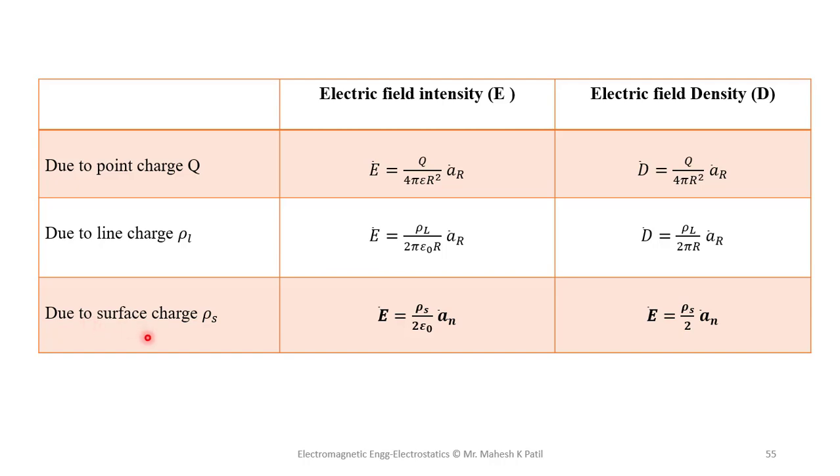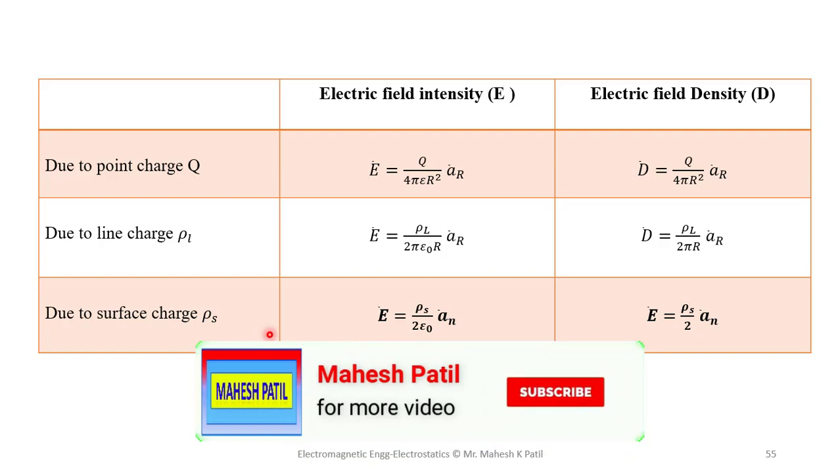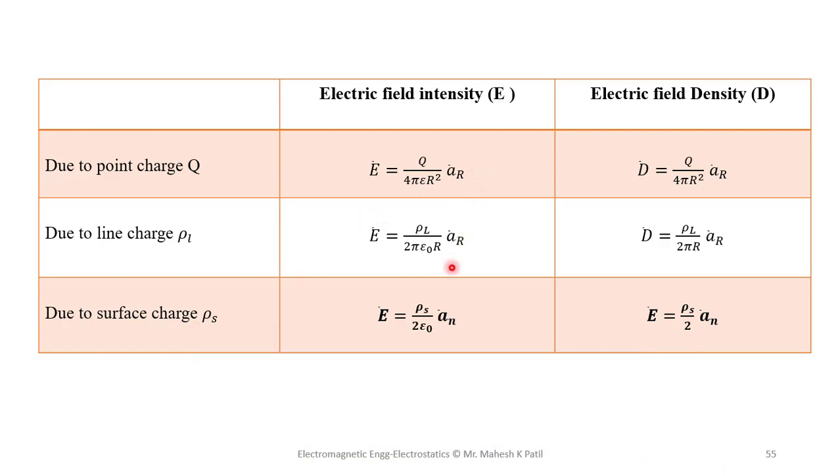For the surface charge density rho S, electric field intensity is given by rho S upon twice epsilon naught AN bar. Then electric flux density D, so please correct it here, it is D equal to rho S upon 2 AN bar. So in this way, you can write the equations for E and D for different charge configurations.